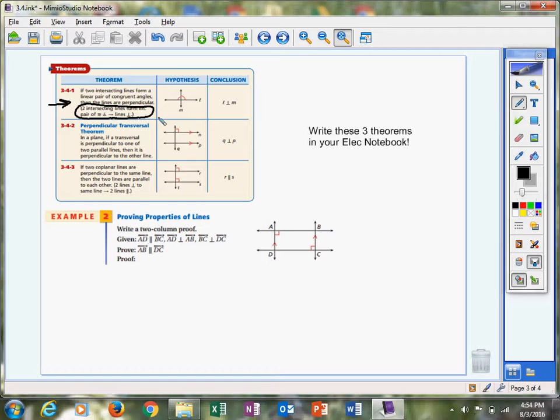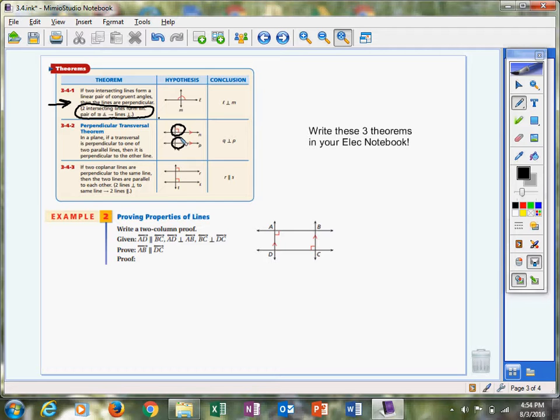Perpendicular transversal theorem. Now that has a name, so you can call it that, or call it PTT, or whatever you want to call it. In a plane, if a transversal is perpendicular to one of the 2 parallel lines, then it is perpendicular to the other. So what they're saying is, if this angle right here is perpendicular to that line N, and N is parallel to P, then this is also perpendicular. That's what they're saying, that Q is perpendicular to P, those two particular lines.